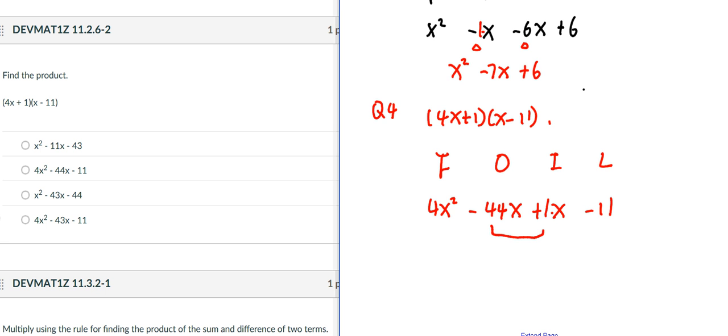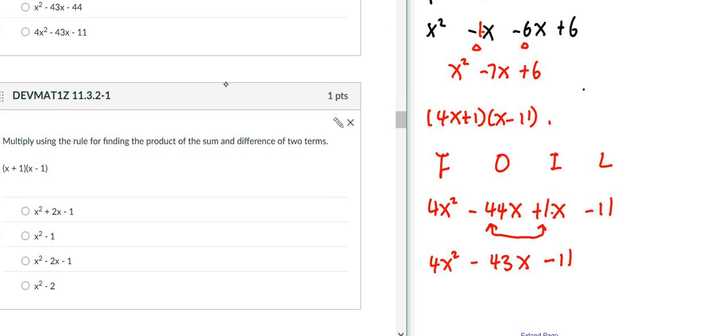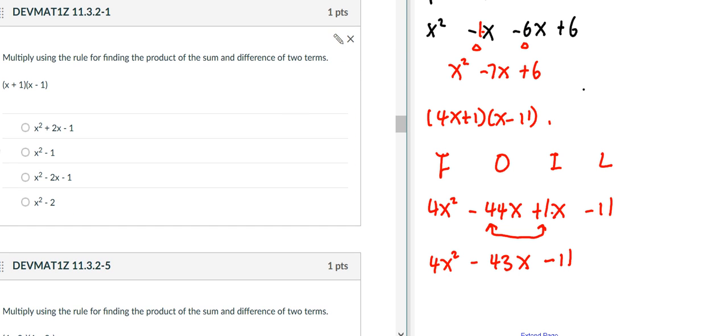Again, put those two together. You should have 4x squared minus 43x. Here is positive 1, here is negative 44, so minus 43x minus 11. So here the answer is 4x squared minus 43x minus 11. That's the choice. Okay.